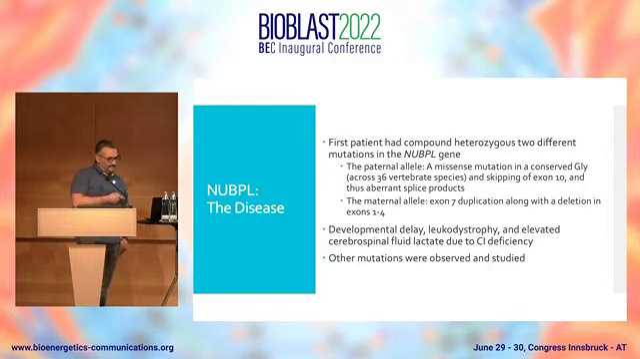The first patient to be discovered was a compound heterozygote having two different mutations in the NUBPL gene. The paternal allele was a missense mutation in the conserved glycine, glycine to arginine, whereas the maternal allele had an exon 7 duplication and a deletion in exons 1 to 4. This first patient had developmental delays, leukodystrophy, and elevated cerebrospinal fluid lactate due to complex 1 deficiency, and other mutations were observed and studied along the lines.